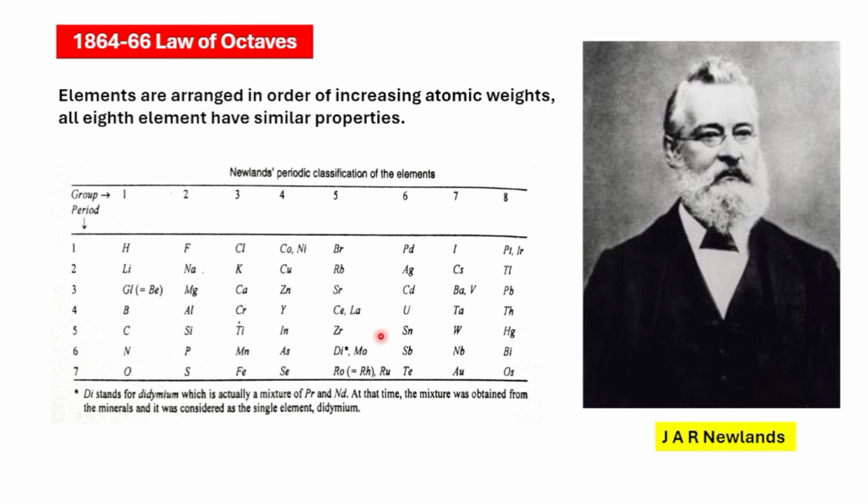Next, in 1864 or 1866, in this range, the law of octaves came. Elements are arranged in order of increasing atomic weights, and every eighth element has similar properties. So Newlands gave this law of octaves. All the elements known at that time were arranged according to atomic weight. For example, you see lithium, sodium, potassium. If you arrange these atoms from top to bottom, and then next from here to here, you will see that the elements along these lines are similar in properties.